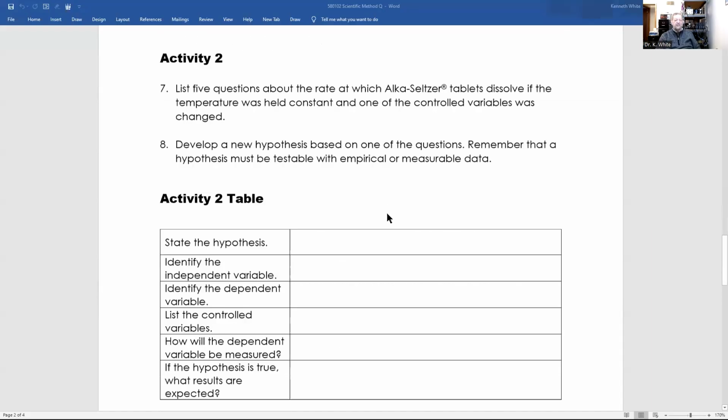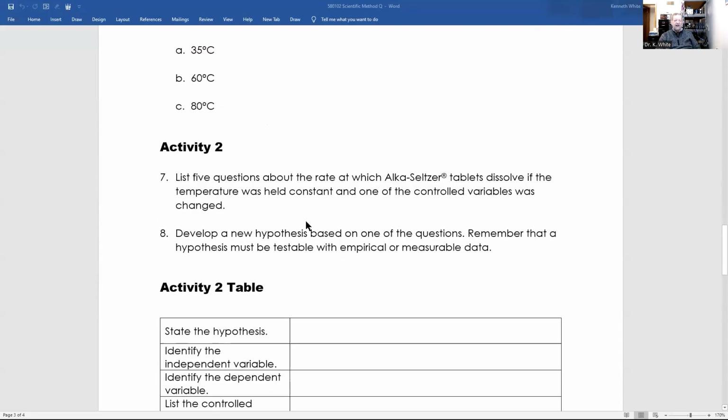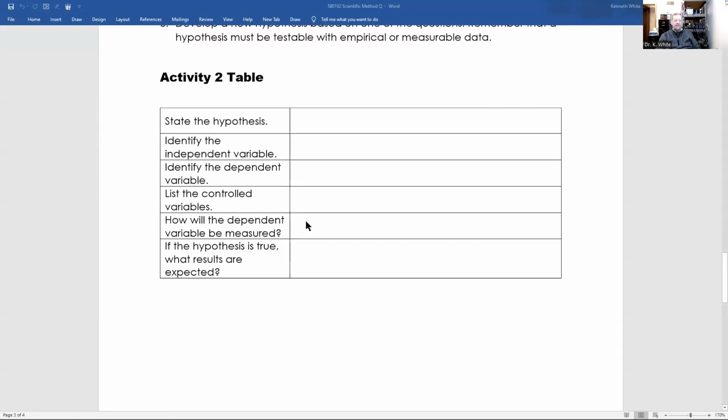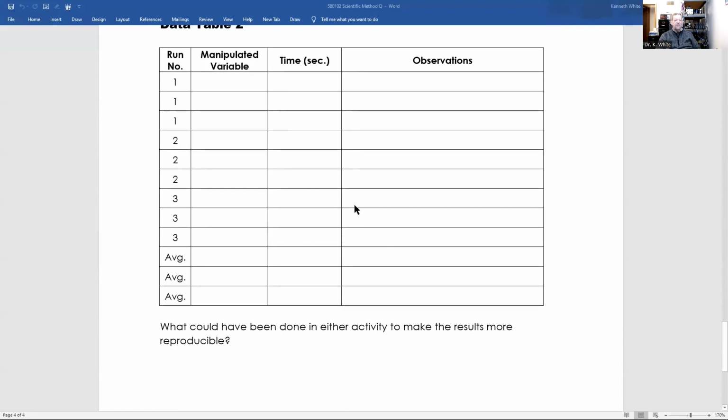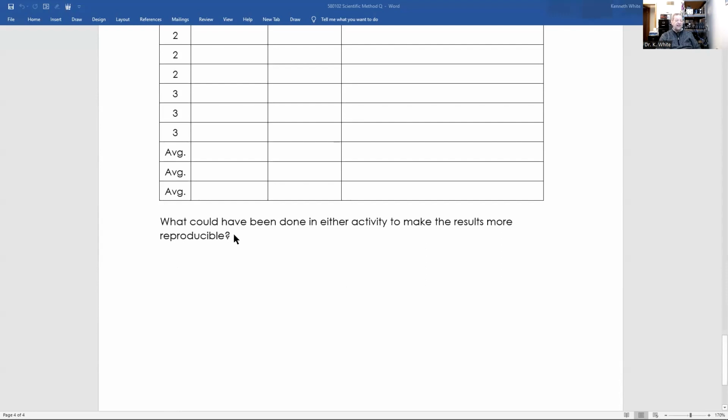And you'll answer these questions. I've just changed my mind. For table 2, you only have to do one type of manipulated variable, not 3. Do the average and answer this question. I've changed my mind. It rarely happens, but it just did.